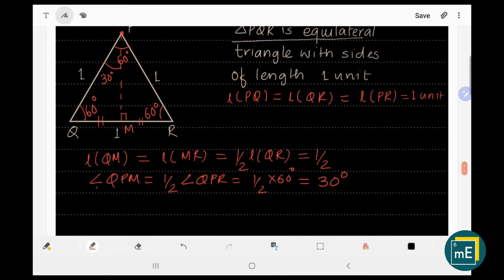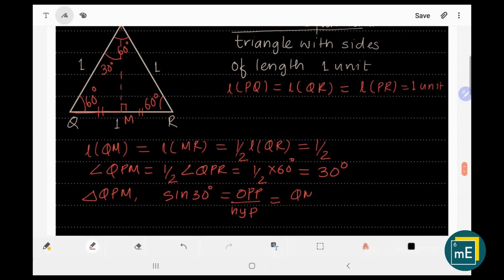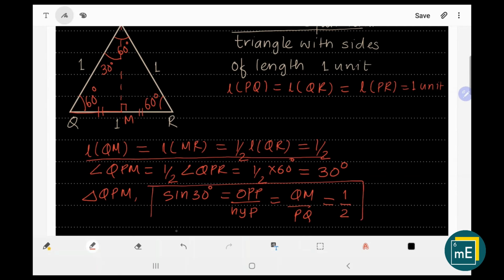Now if we consider triangle QPM, we can define sine of 30 degrees by using the basic definition of opposite side upon hypotenuse. If you look at the 30 degree angle, the opposite side is QM and the hypotenuse is PQ. That means QM upon PQ. Now we know that the length of QM is half and the length of PQ is equal to 1. So this ratio becomes equal to half, or we can say that sine 30 is equal to half.